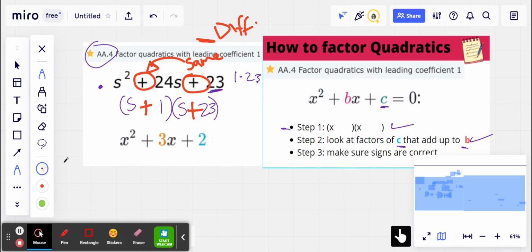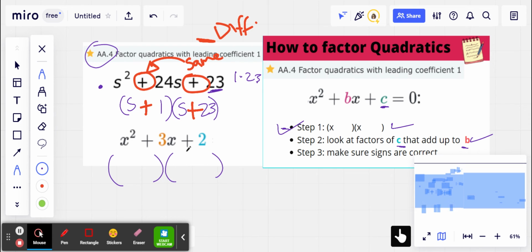I'm going to do this second one really quick. Again, I'm just going to start with 2 parentheses, step 1, and then the variable, which is x and x. Step 2, I'm looking at factors of this number, which is 2 times 1. And do those add up to 3? Yes. 1 times 2 is 2, and 1 plus 2 is 3. So that's how I know it's correct, and then they both need to be positive.